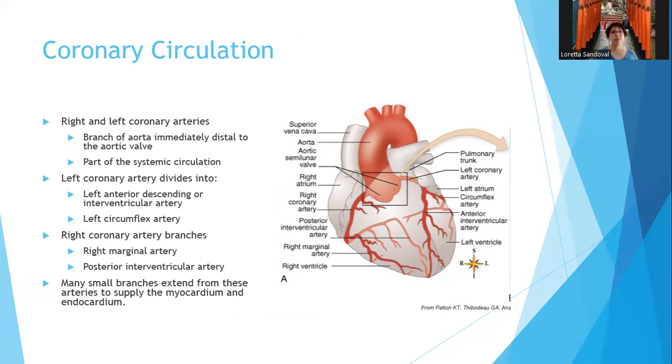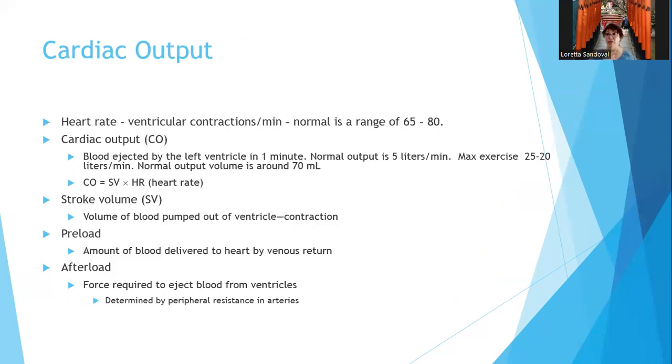The left coronary artery divides into the left anterior descending or interventricular artery. So it goes down right between the ventricles, and the left circumflex artery. The right coronary artery branches into the right marginal artery and the posterior interventricular artery. There are lots of small branches that extend from these arteries to supply the myocardium and the endocardium with oxygenated blood so they can continue to work for us. Very important. And we'll talk about diseases of the coronary circulation in the next section.